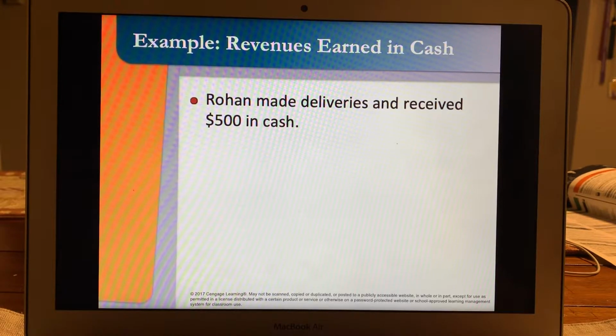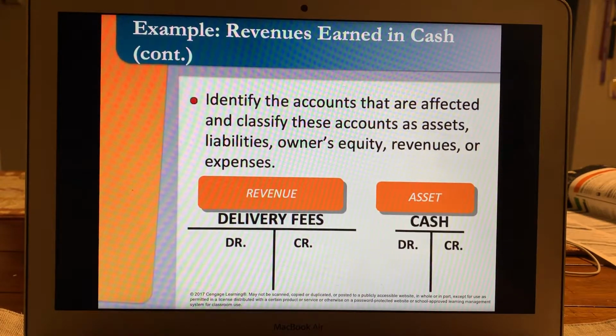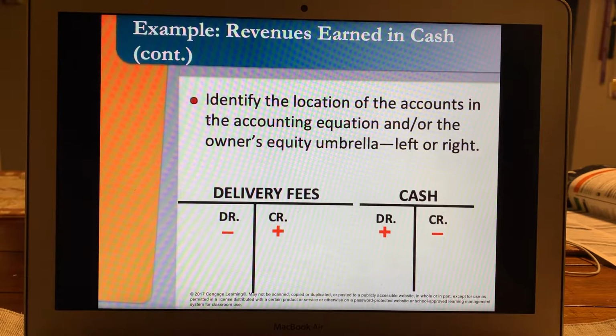So Rohan made deliveries and received $500 cash. So our cash went up. Whenever you see this, it's just internal now. Once you get good at it, you'll automatically know what's up, but it does take practice. Cash will go up. And our revenue account, because we made money, so we have revenue in it, and our asset is cash. Those are the two that are going to be affected: debit, credit for both of those accounts.